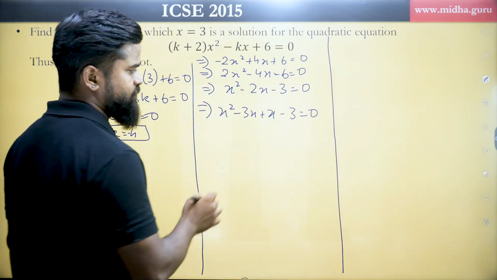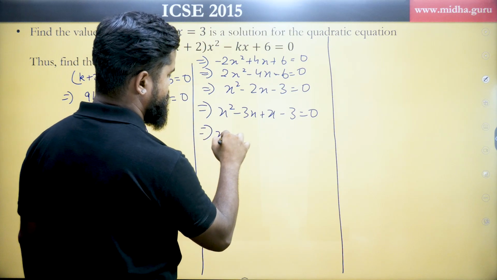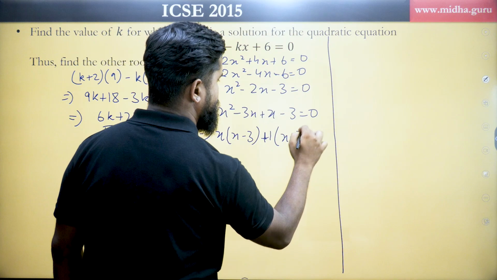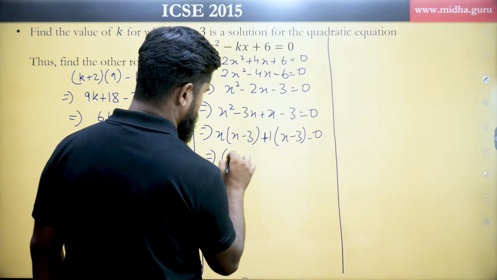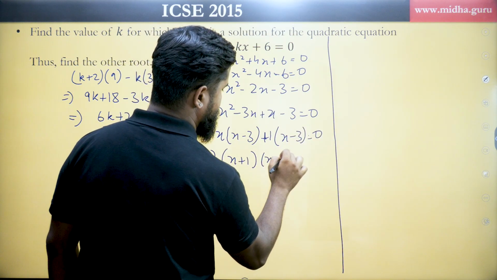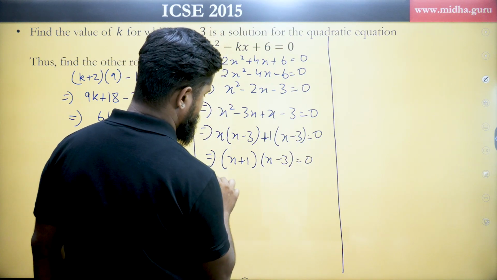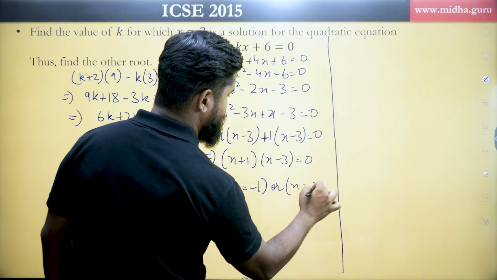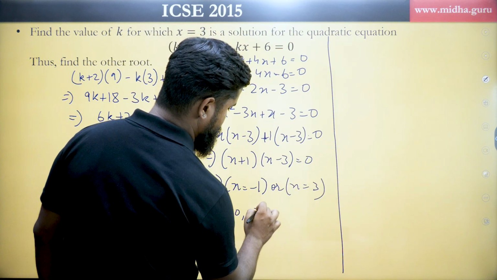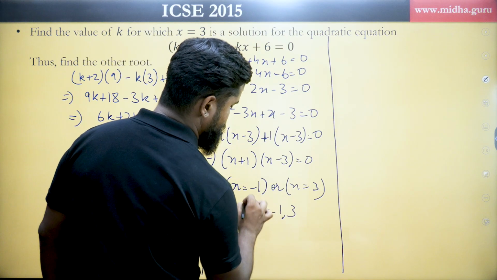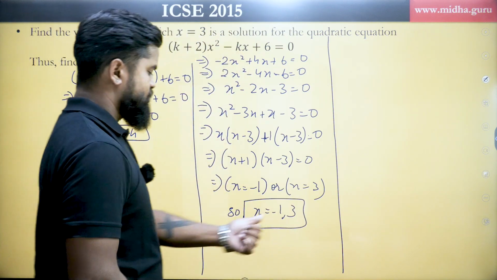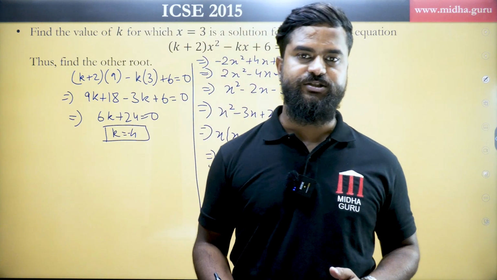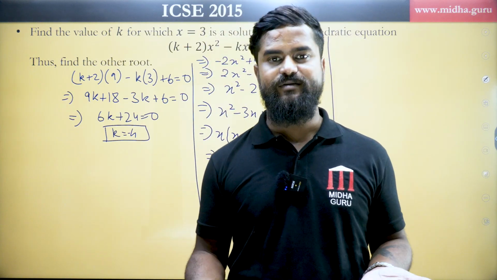Since adding them gives us minus 2 and multiplying gives us minus 3 as a product, x minus 3 plus 1. Again we get x minus 3. So x plus 1 times x minus 3 is equal to 0. x is either equal to minus 1 or x is equal to 3. So x is equal to minus 1, 3. We know 3 was one solution, so the other solution is minus 1. Now we'll move on to the previous year's questions.